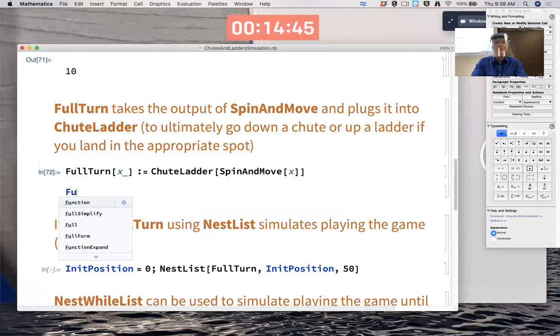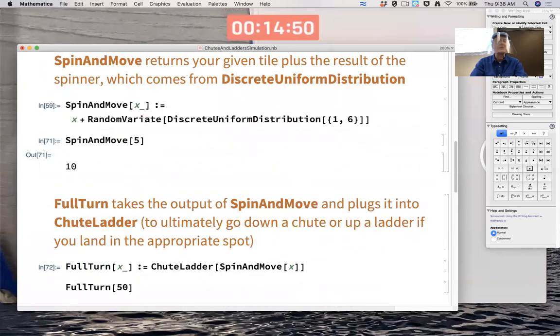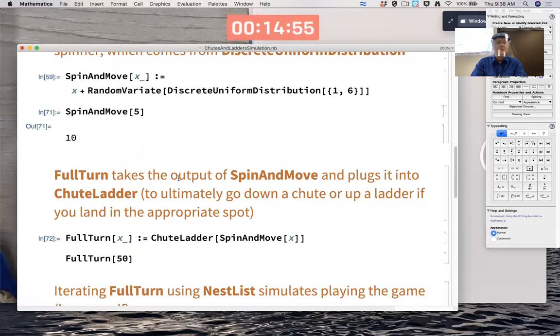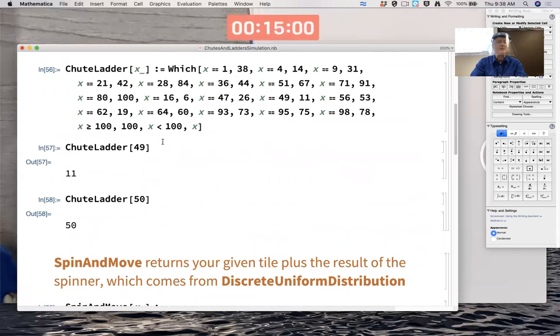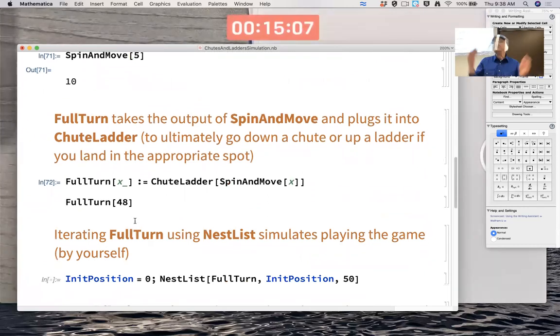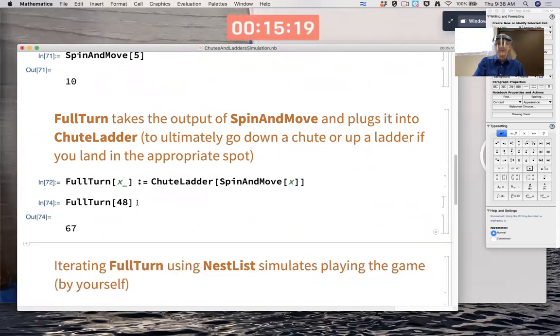So for example, if I apply full turn to 50, or maybe I should do it to say 48. Why did I pick 48 here? Because I know that at 49, there was a chute going down to 11. The output could be 50, 51. It could not be 49. Because if spin and move brings me to 49, then chute ladder brings me down to 11. There's no way I'm going to get 49 here. I might get an 11.